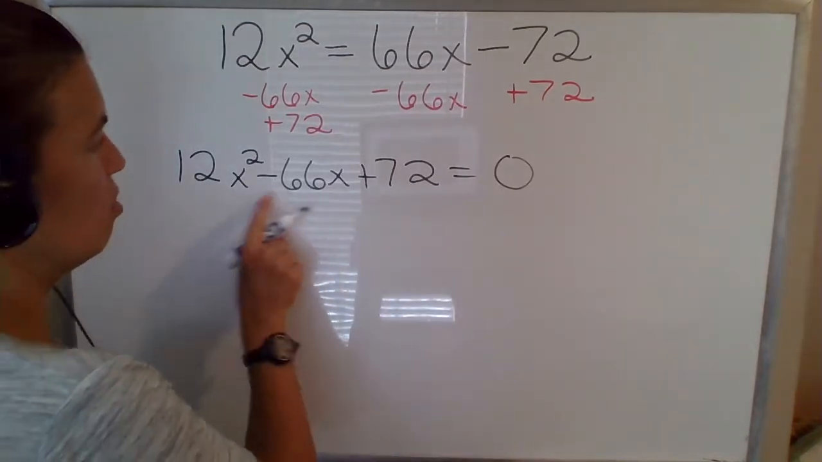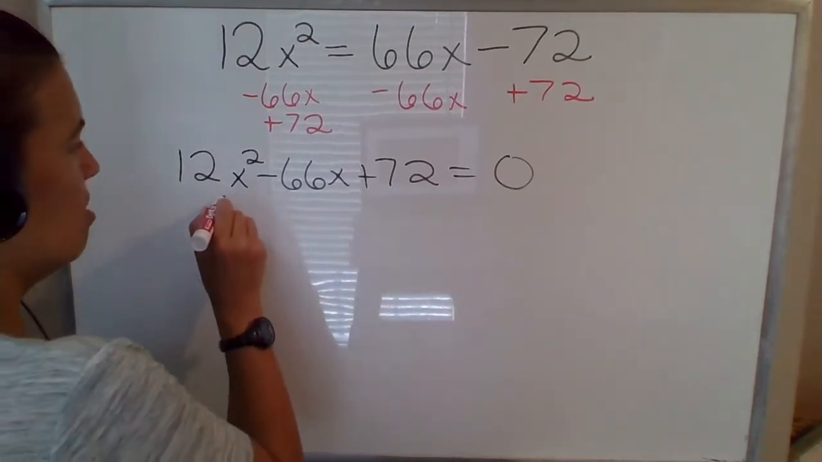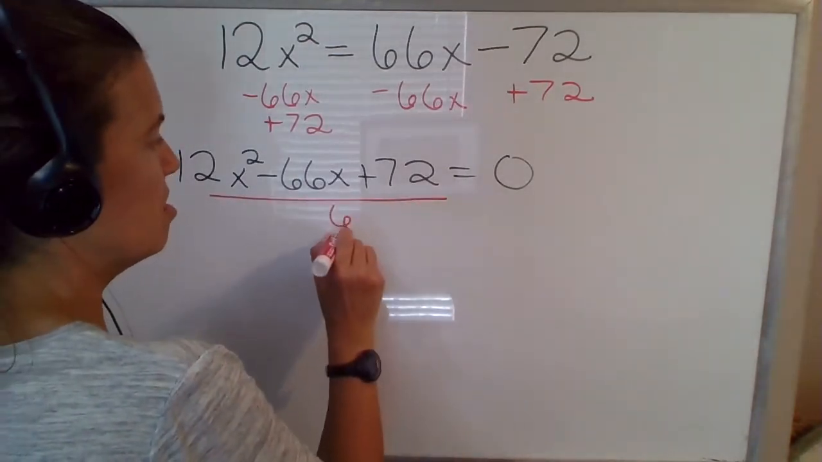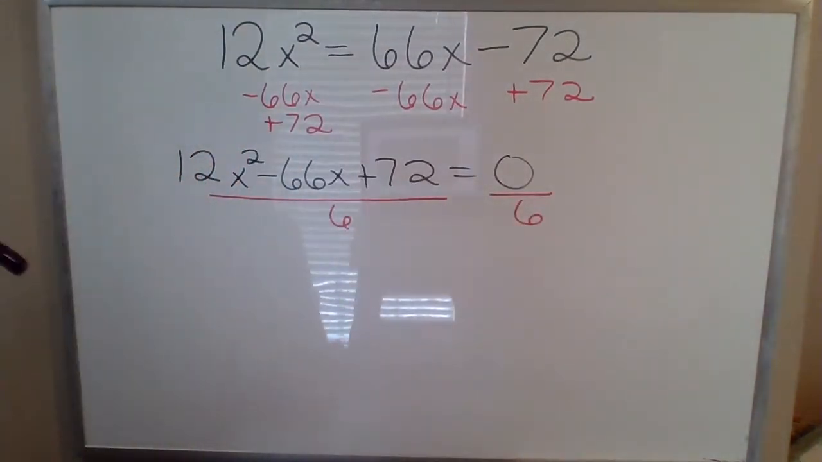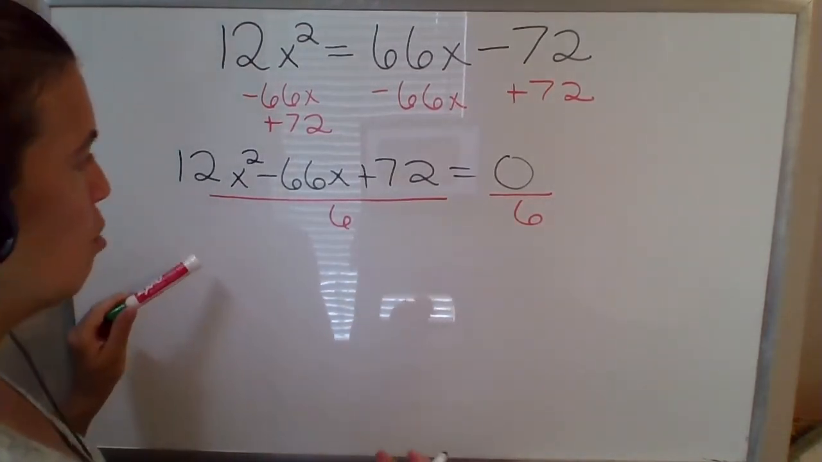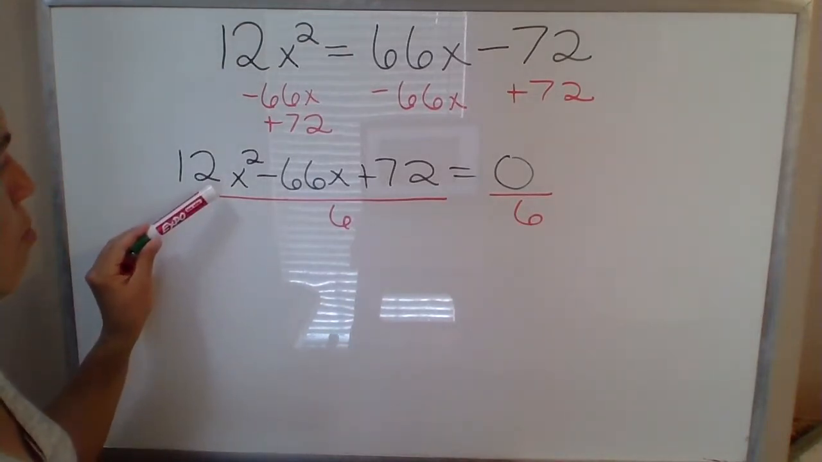We have these are all multiples of 6, the 12, 66, and 72. So it would also be helpful to divide both sides of this equation by 6. If you happen to notice a constant common multiple across your equation, then it's helpful to divide that out before we do anything else, just to get the numbers a little smaller and more manageable. So on the left side, make sure that you divide each part by 6.